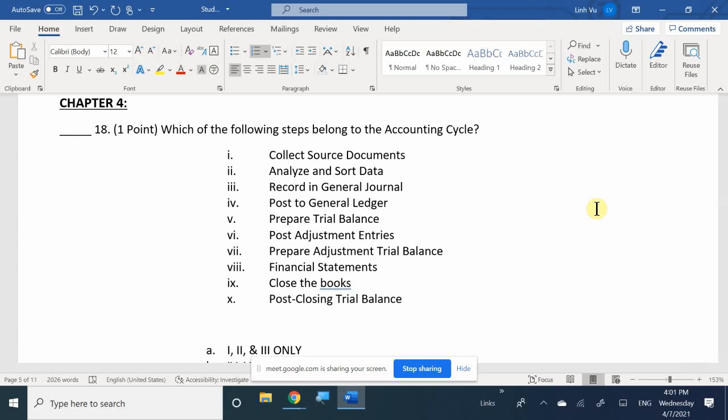I have a question. If you're scrolling down, your screen froze again. No, I am still on the same one. Yeah, I'm still on the accounting cycle.